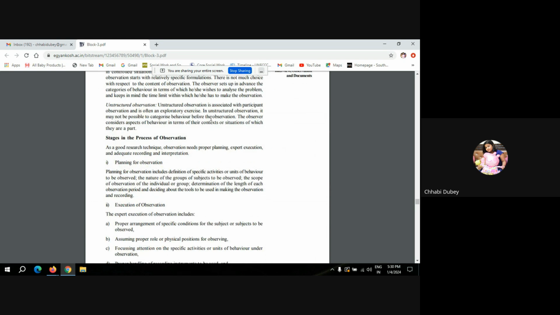Now there are different stages in the process of observation. First is what is known as the planning for observation. So during the first phase, we are going to plan for the observation.